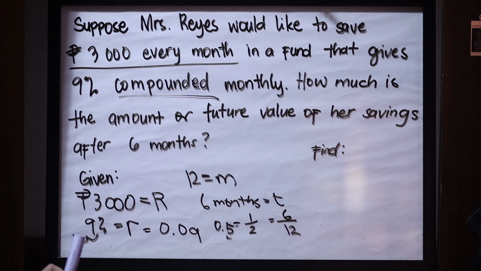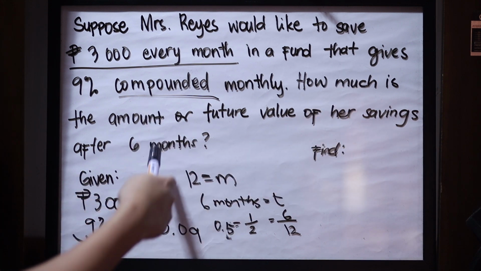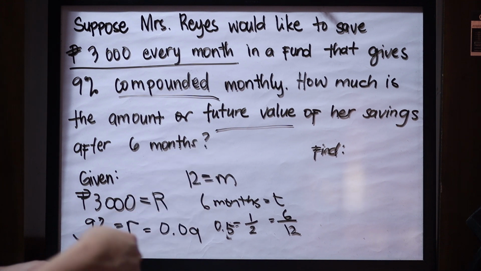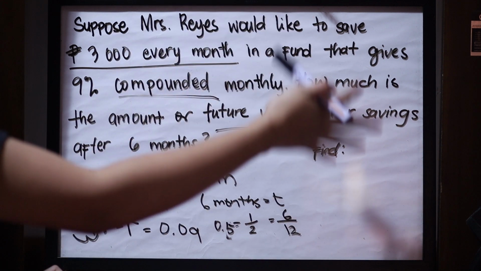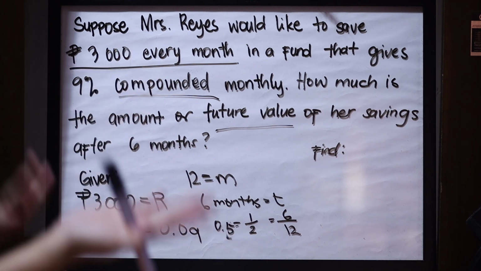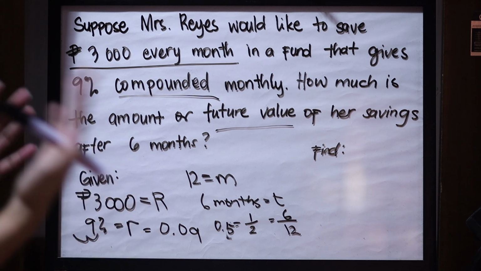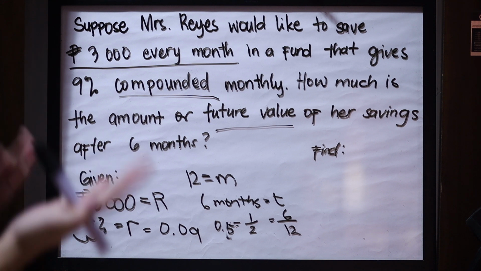And then, we have no more givens as we proceed with the find. So, we're looking for, what is the question? You look at the question: how much is the amount or future value of her savings after 6 months? If the future value is not explicitly stated, you can just analyze that they are asking how much money will be in her savings after 6 months. So with that construction of the statement, what does it imply? Is it the principal amount or is it the future amount? Right?